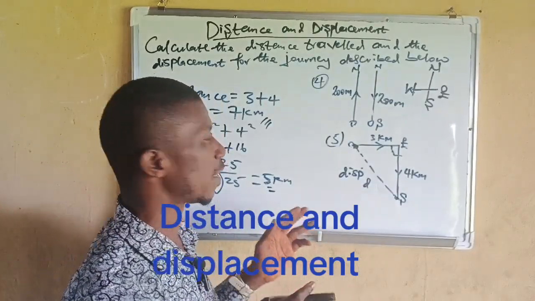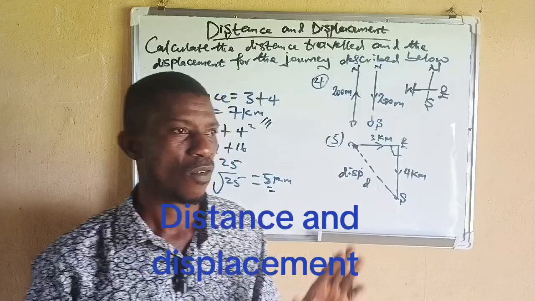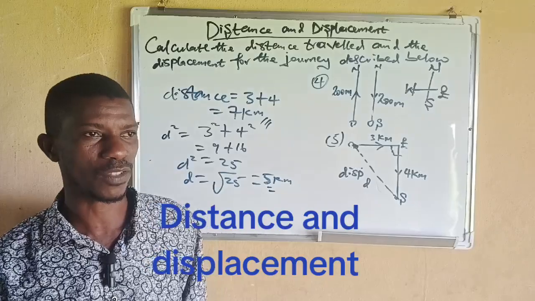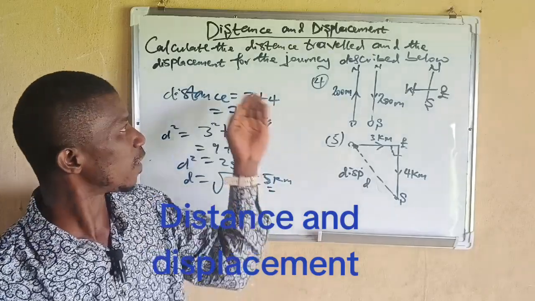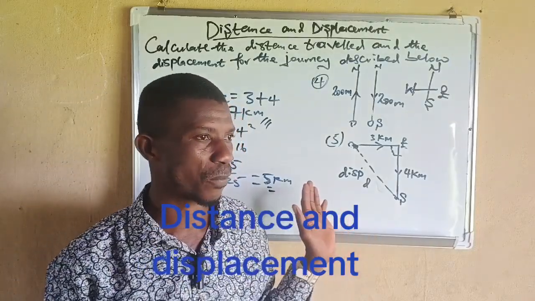Mind you, remember that the distance is always a positive value. While the displacement can be positive, it can be negative, it can still be what? 0. Do you get it? Distance must be a positive what? Value. So this is where we're going to stop for now.